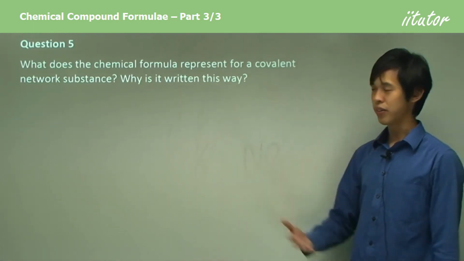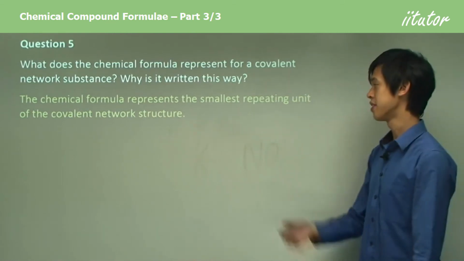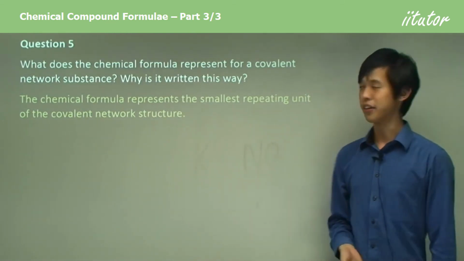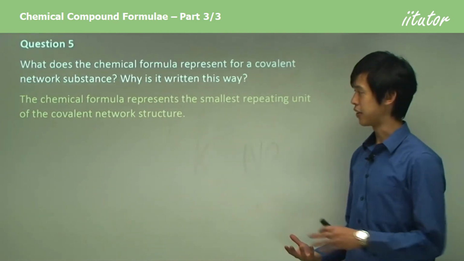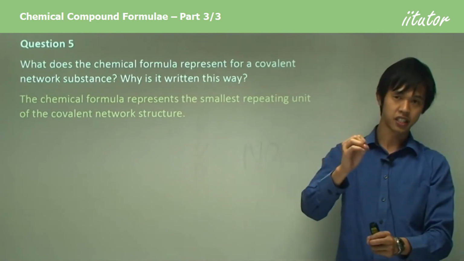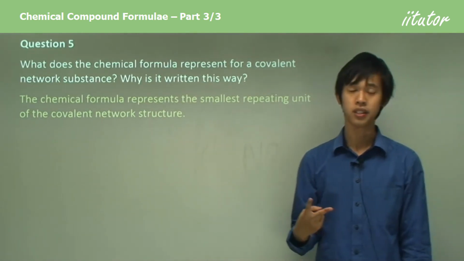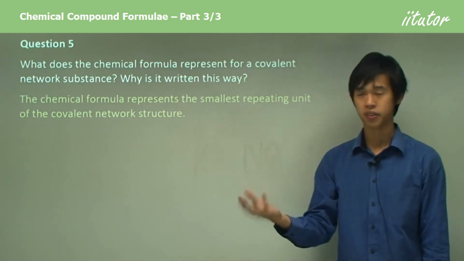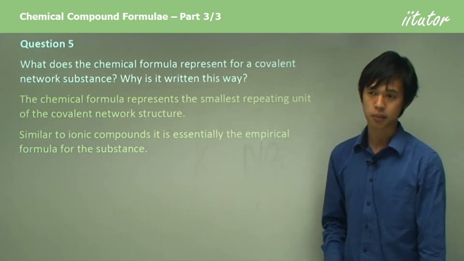So the way we write it is, the chemical formula of a covalent network substance is the smallest repeating unit of the covalent network structure. And what I mean by a repeating unit is, if there's a silicon and then an oxygen and then a silicon and then another oxygen, then silicon and oxygen is the repeating unit. So that's what we write, SiO. Similar to ionic compounds, it is essentially the empirical formula for the substance.